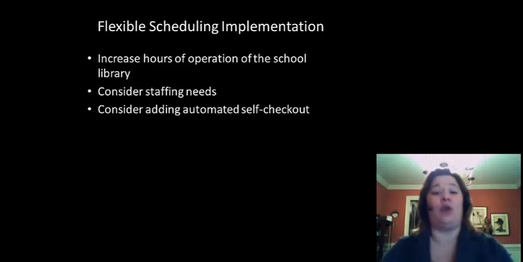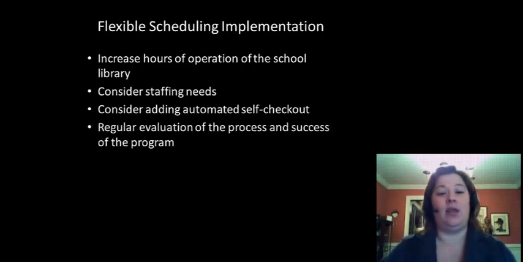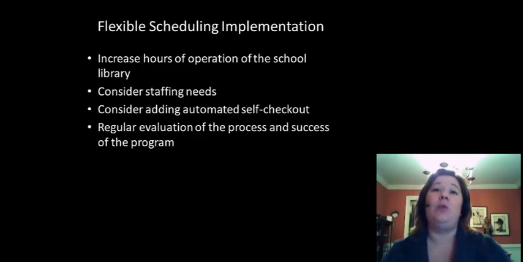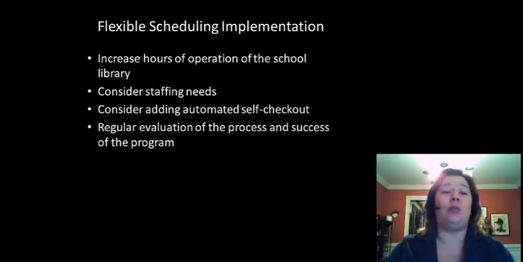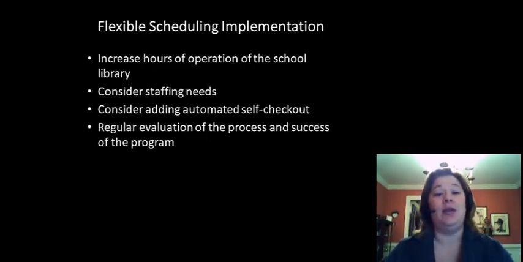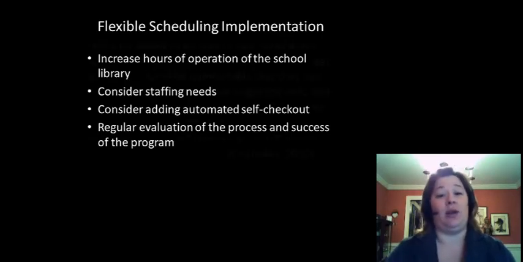We're also going to have regular evaluation of the process and the success of the program. We have to see if we need to do more to implement the program. We have to see where we might be having some problems and may need to step things up a bit. And this will be a regular part of implementing the flexible schedule.